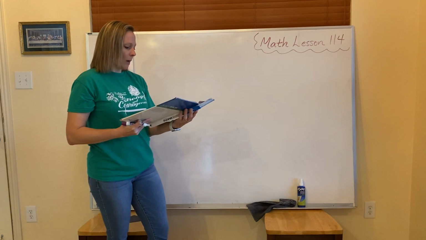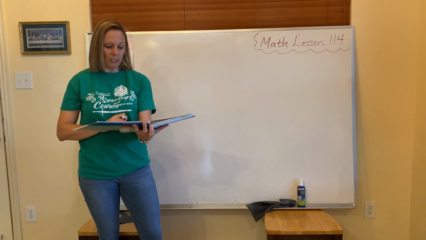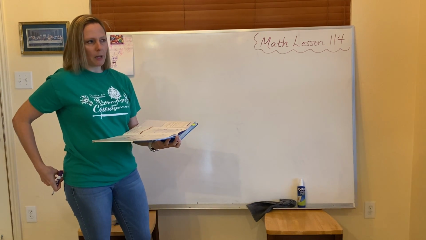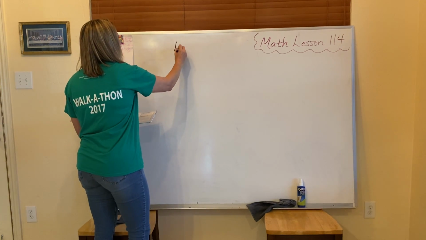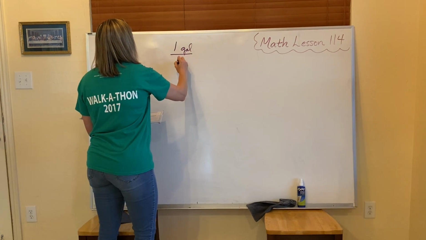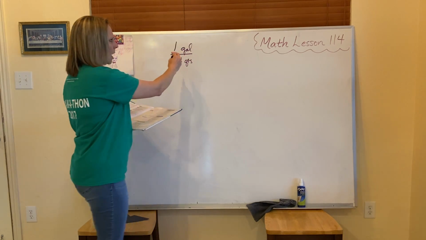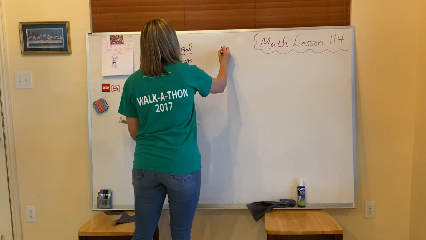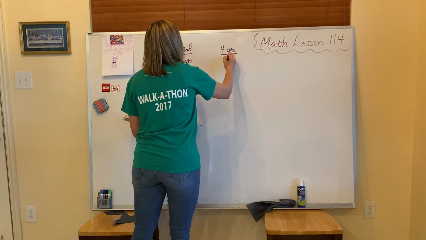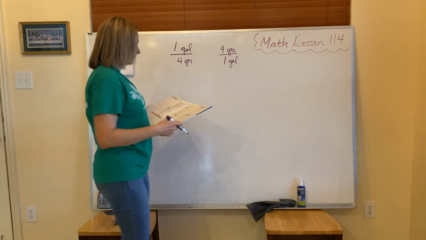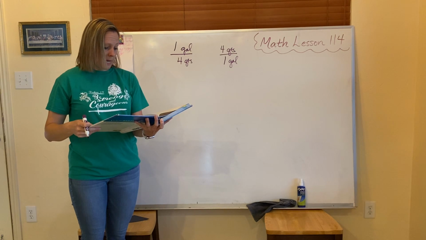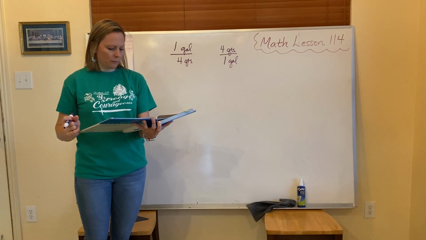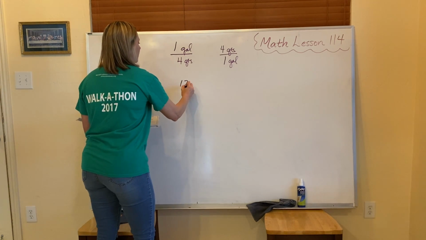So A says, write 2 unit multipliers for these equivalent measures. 1 gallon equals 4 quarts. Okay, that's really easy. Writing our unit multipliers, no problem. We have 1 gallon over 4 quarts. This equals 1, right? Because 1 gallon is 4 quarts. And we can flip them, do the inverse. 4 quarts over 1 gallon equals 1. That was A. B says, which unit multiplier from problem A would you use to convert 12 gallons to quarts?